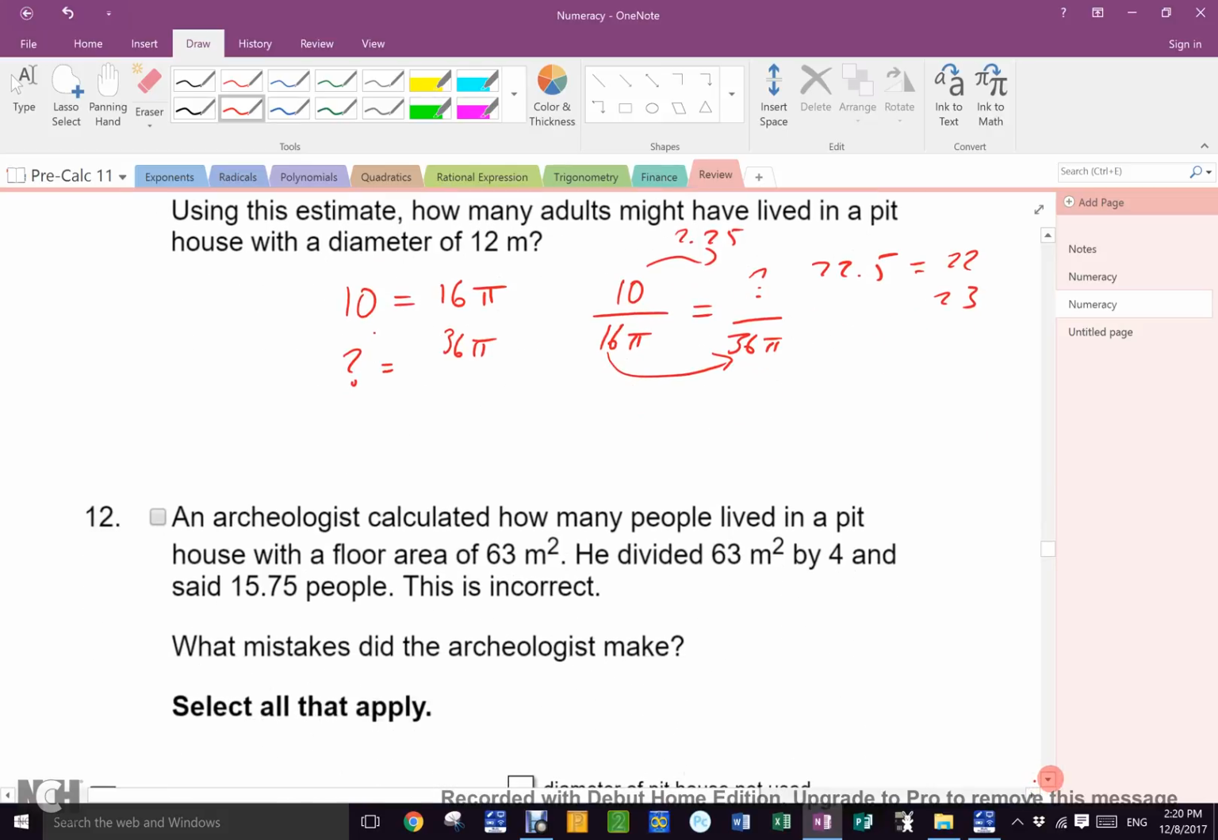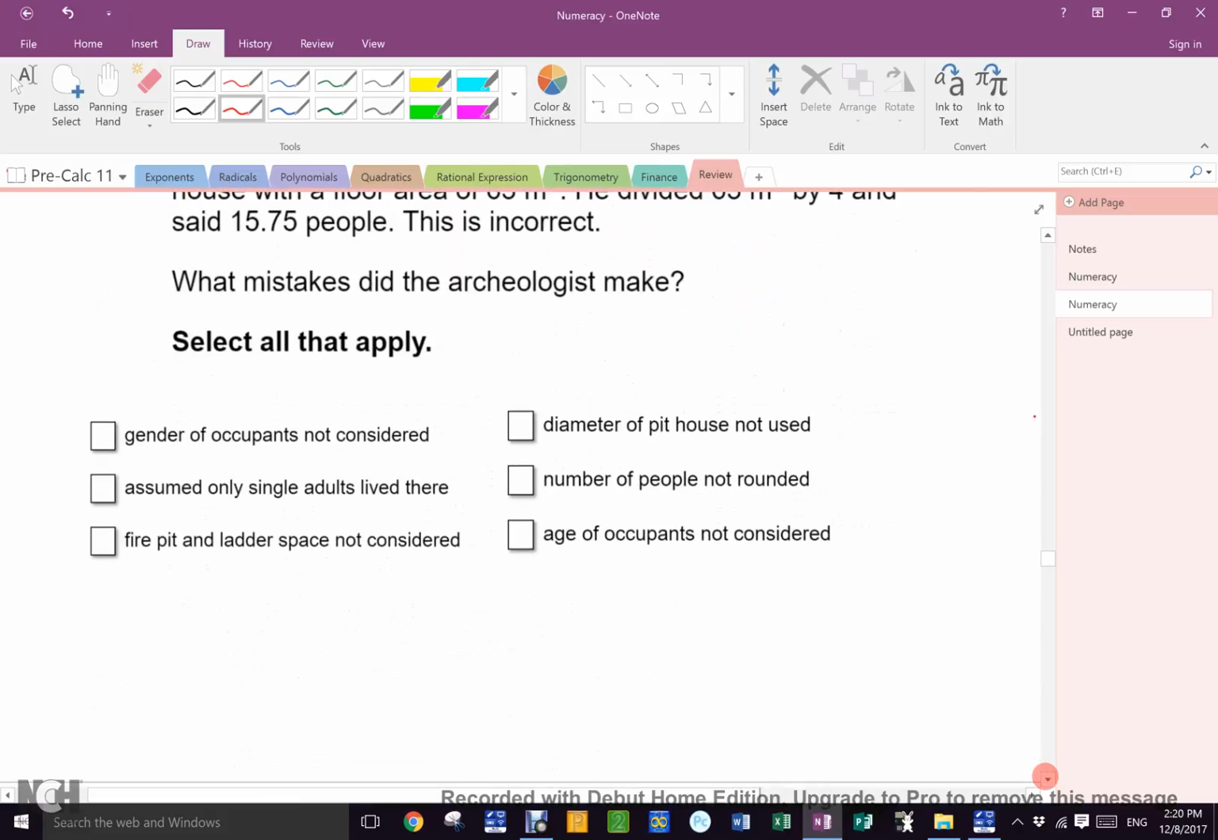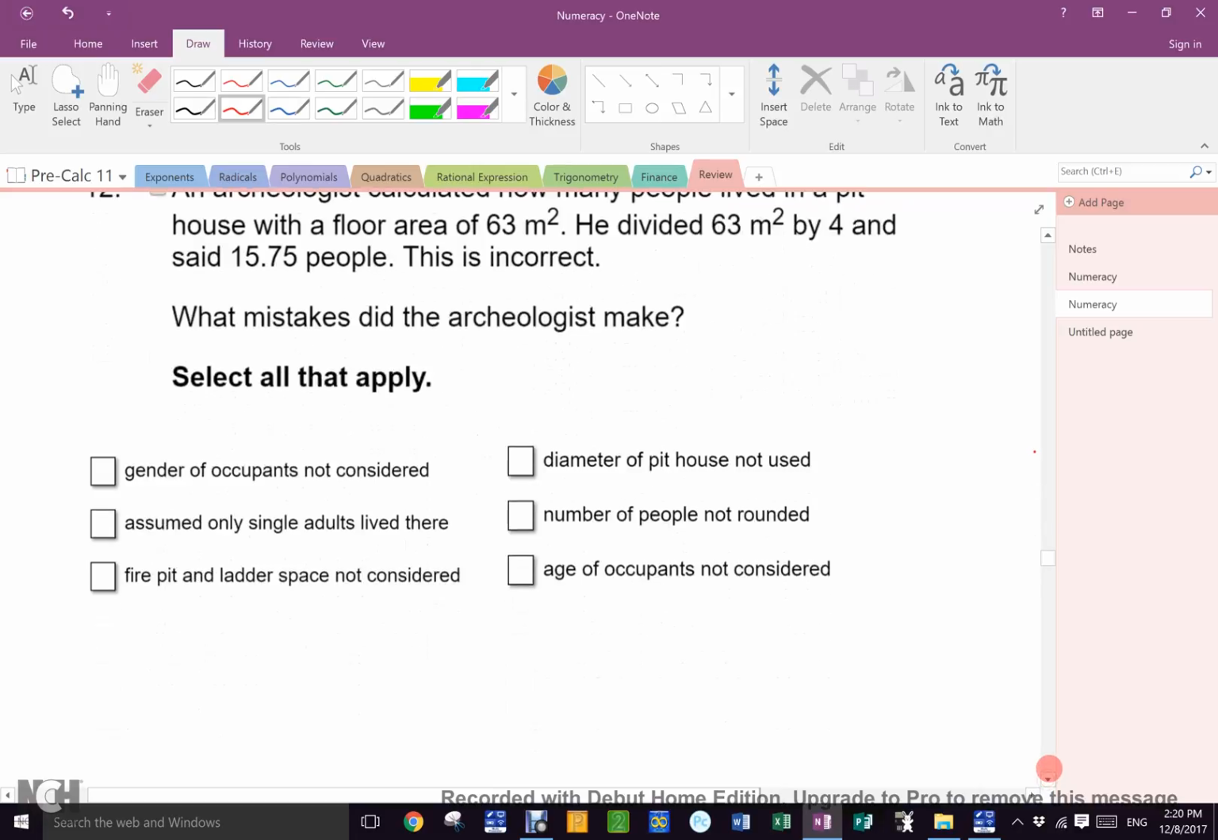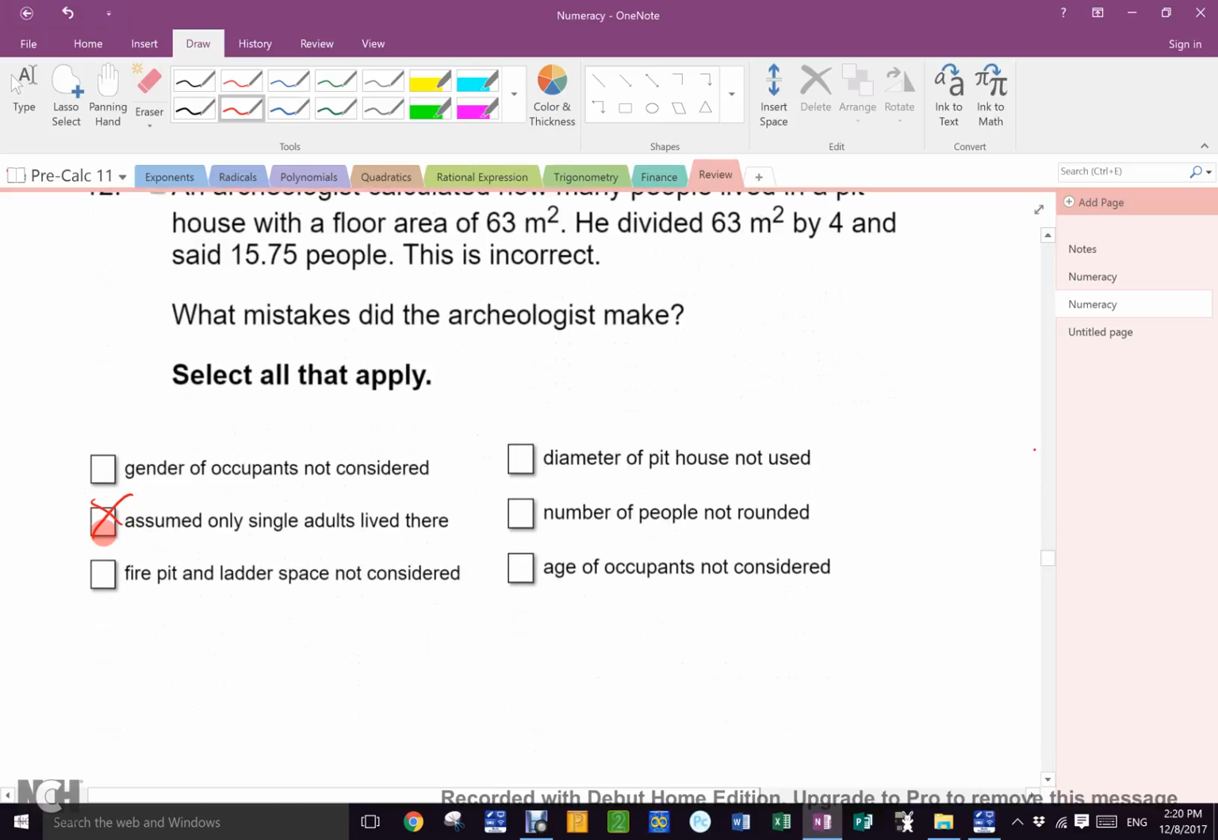What's wrong with number 12? What did this doofus do wrong? He assumed only single adults lived there. One mistake. He assumed only single adults lived there because he divided by 4. Right? He didn't round the number of people. I wouldn't want to live in a room with 0.75 of a person.